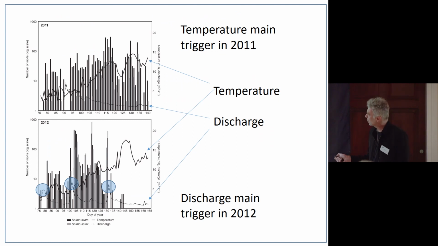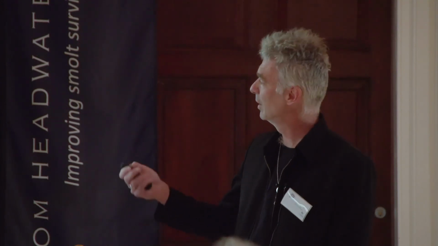In 2012 then, was a more normal year. And you can see at every peak of discharge, here is one, there is one, there is one, you also have a peak in the out migration. So clearly the triggers for outward migration differed between the years. It seems that discharge is probably the main driver, but when you come up to 10 degrees, it's too costly to stay behind, and then you need to get going.